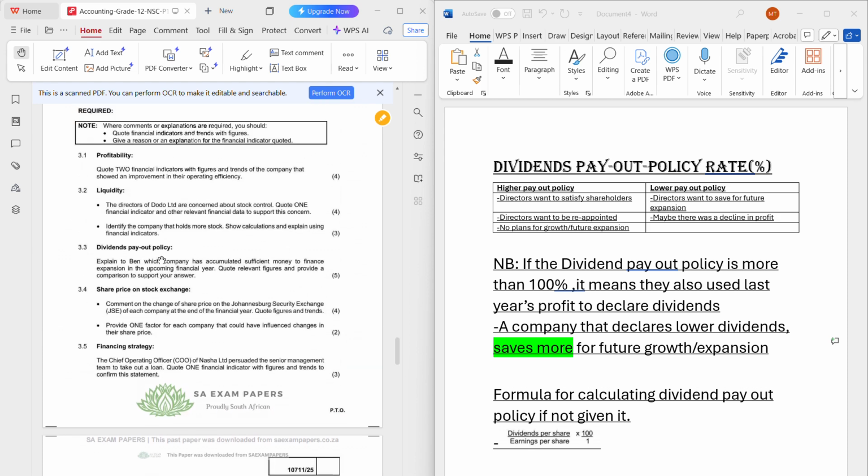Let's go back to the question. Quote relevant figures and provide a comparison. So I have quoted relevant figures using the percentages, the dividends payout rate, and I compared the percentages of the two companies. This is how you comment. Always it will be like this. So if you memorize these notes, you will be okay.